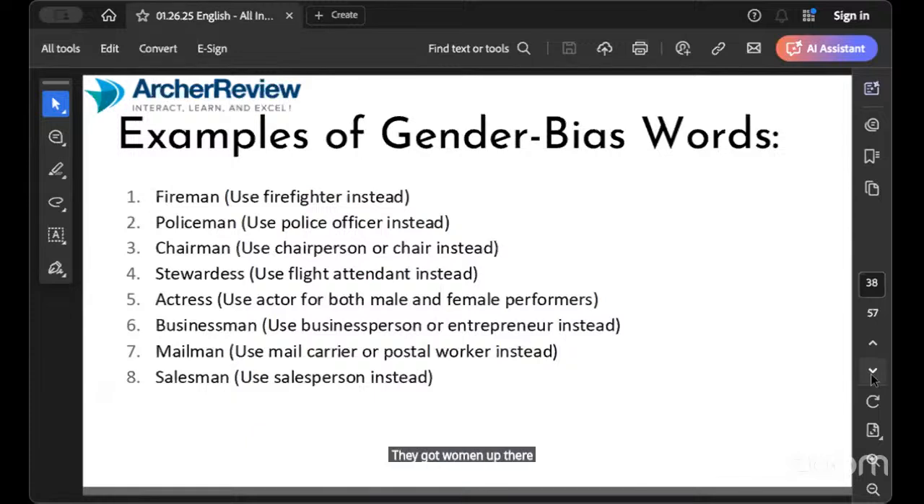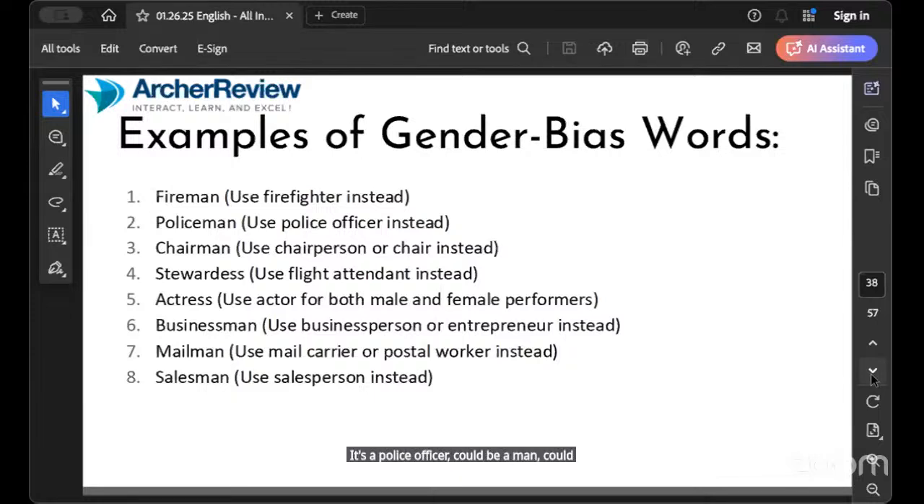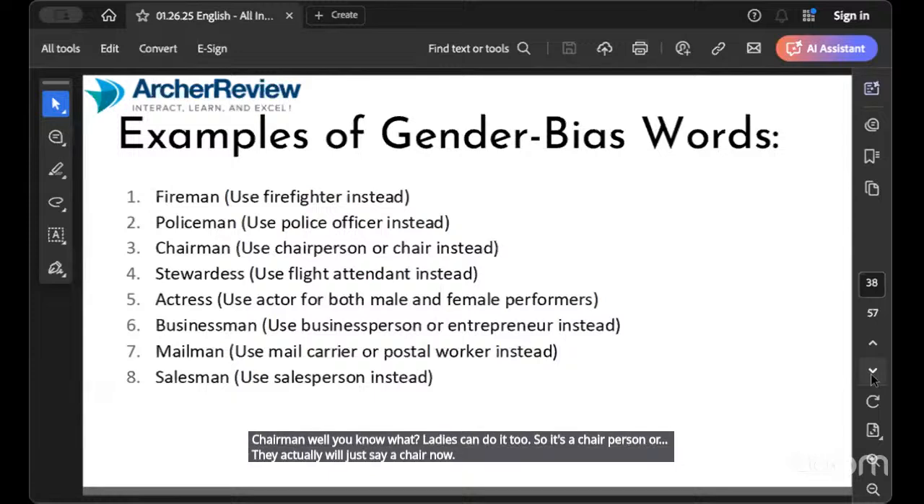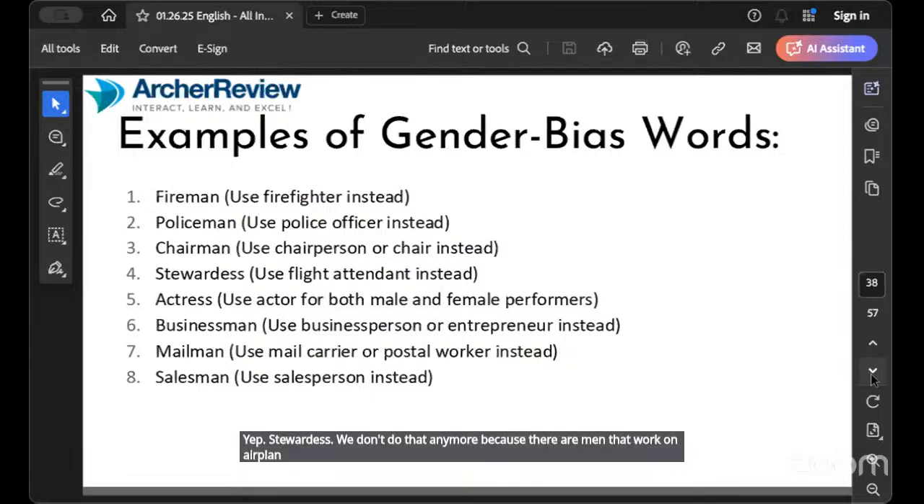Mm-hmm. Same thing with policeman. We don't do that. No. It's a police officer. Could be a man. Could be a woman. You don't know. Who's going to walk up to your car and give you a ticket? Chairman. Well, you know what? Ladies can do it too. So it's a chairperson. Or they actually will just say a chair now. Yep. Stewardess. We don't do that anymore because there are men that work on airplanes as well, and they are called flight attendants.